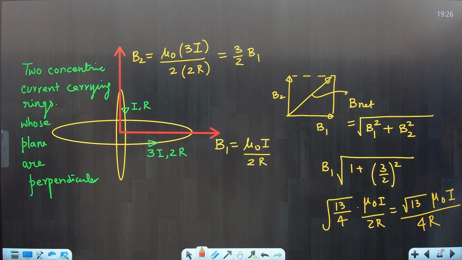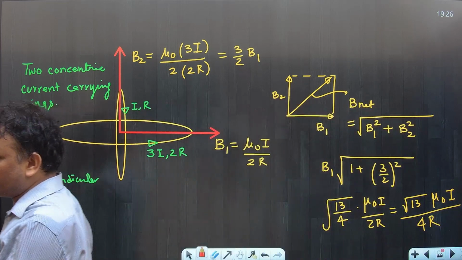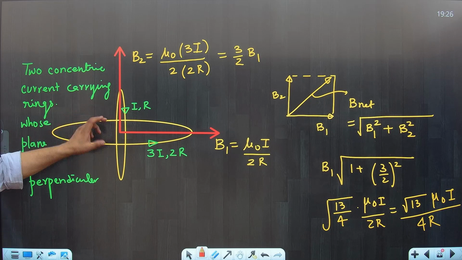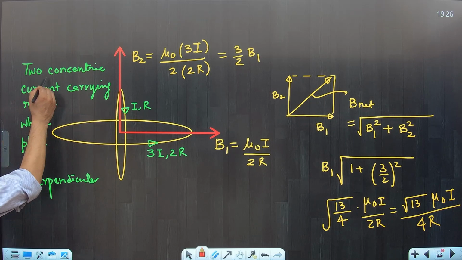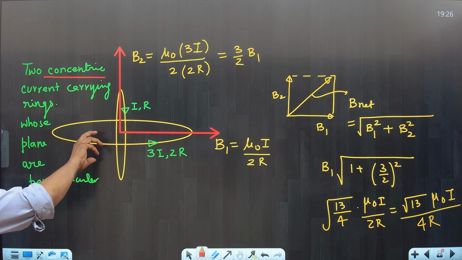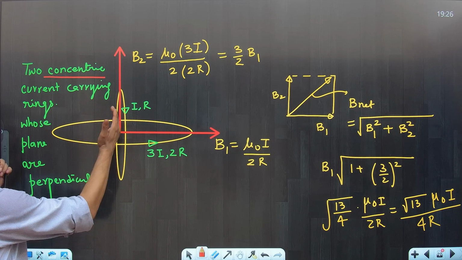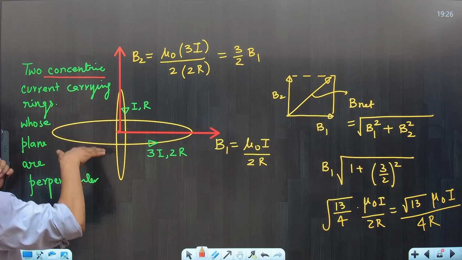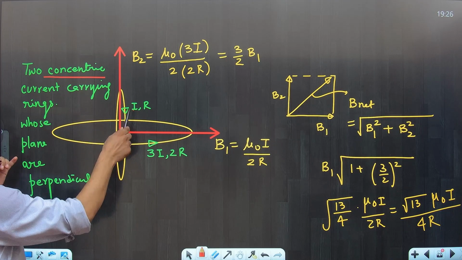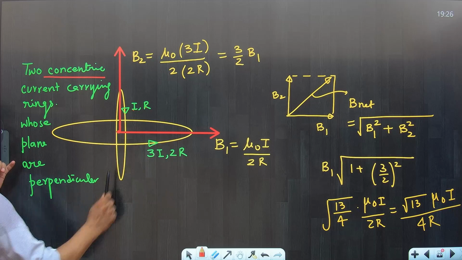Now it is very interesting again. These two current carrying loops are not in the same plane. They are concentric, two concentric current carrying rings. They have the same center, but this one was in the YZ plane and this was in the XZ plane. This one has current I, this one has current 3I, this has radius r, and this has 2r.